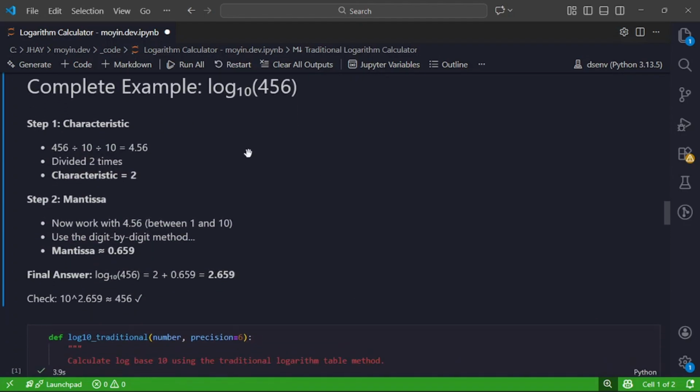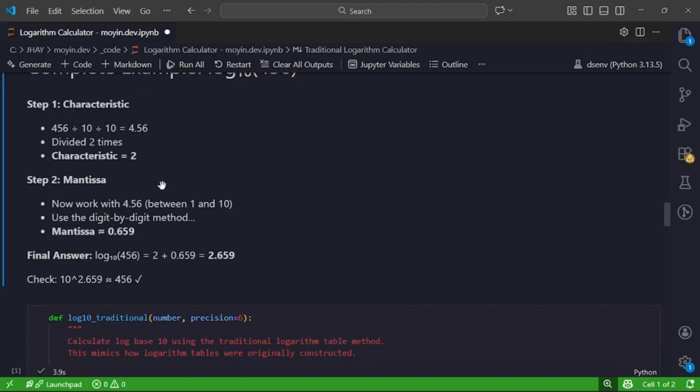This is just an example. Log base 10 of 456. First, you get the characteristic, 2, because you can only divide 456 twice. Now, when you divide 456 twice, you got this: 4.56 is now your temp.